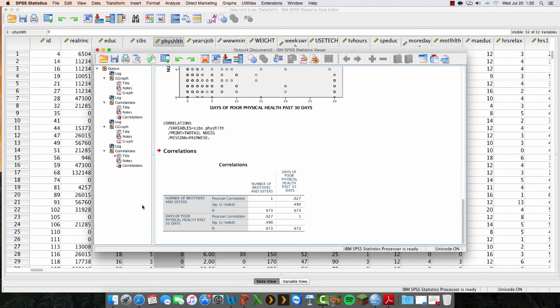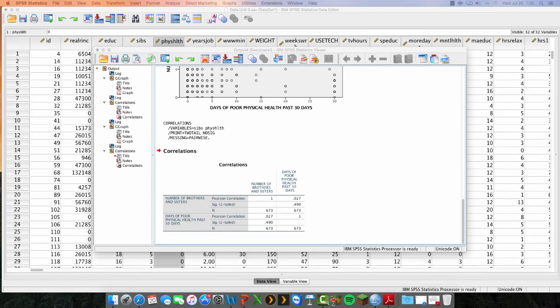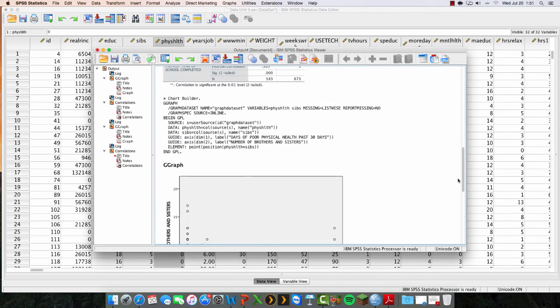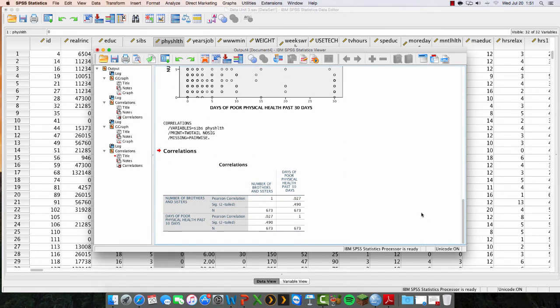So, how do we report that one? Well, if you take a look over at the model language on your unit instructions that you should have open, you'll see that since this is not significant, we just change the language a very little bit. We say there was no significant correlation between the respondent's number of siblings and the number of days of poor physical health in the last 30 days. R equals 0.027, P equals 0.49. Period. And that's it. That's how you do them. That's how you interpret them. Pretty simple.